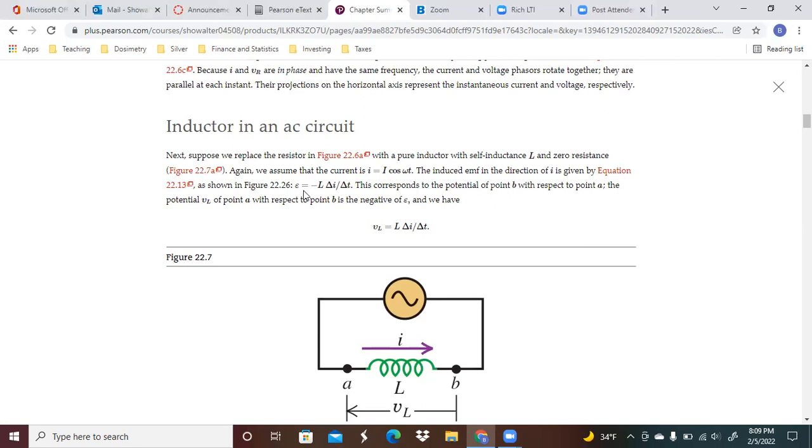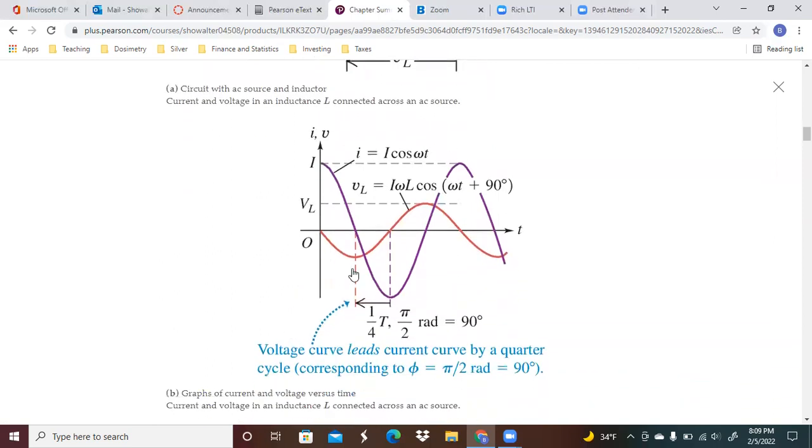We know that the EMF is going to be given as minus L times the change in I over the change in t. And of course, that's going to correspond to the potential here. So the potential is going to be the negative of E. So we're going to end up replacing the voltage of this particular inductor circuit with this. Now, this is going to be out of phase by 90 degrees.